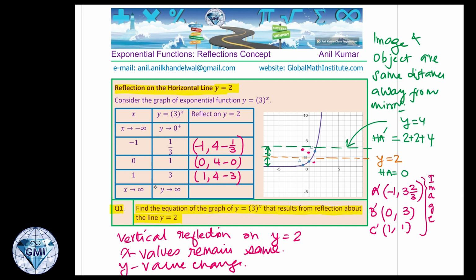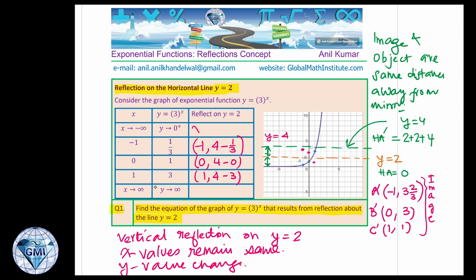Now we have these three image points. So these three are the image points, and we know that the horizontal asymptote is y equals 4. So we can now connect these points and get this part of the graph. On the other hand, we'll see also the asymptotes.